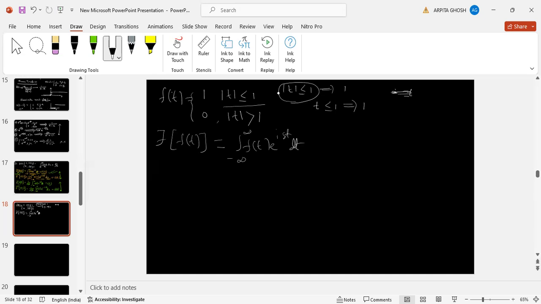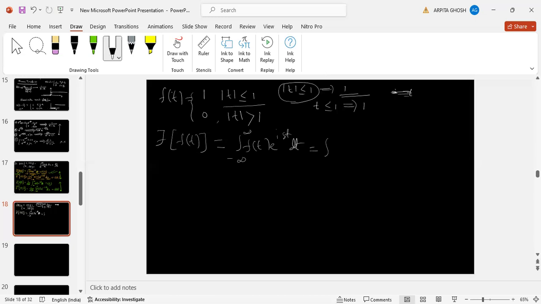Paramjit, explain this to me. Ashish has already said that for |t| ≤ 1 the functional value is 1. So how will you break this range? Minus infinity to plus infinity, how will you break this range? -1 to... Okay, yes, -1 to... why would I go to 0?